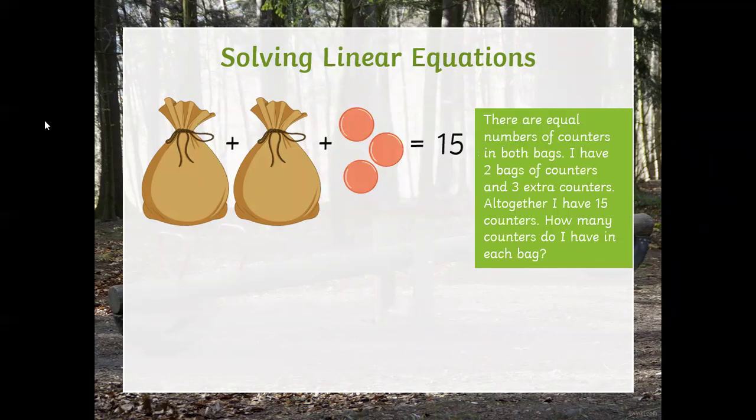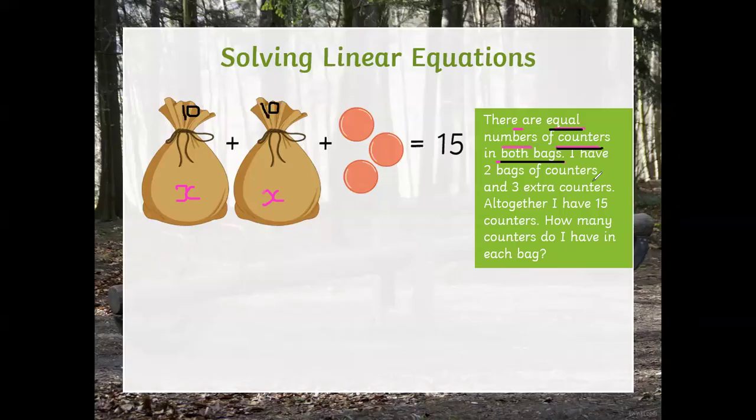Now, let's read the question first. There are equal number of counters in both bags. That means, if I say this is x, then this is also x. That's what equal means. Every time you read a question, you pay attention to what you are reading. You don't simply read. There are equal number of counters in both bags. So if there are 10 here, there's also another 10. You understand? That's just an example.